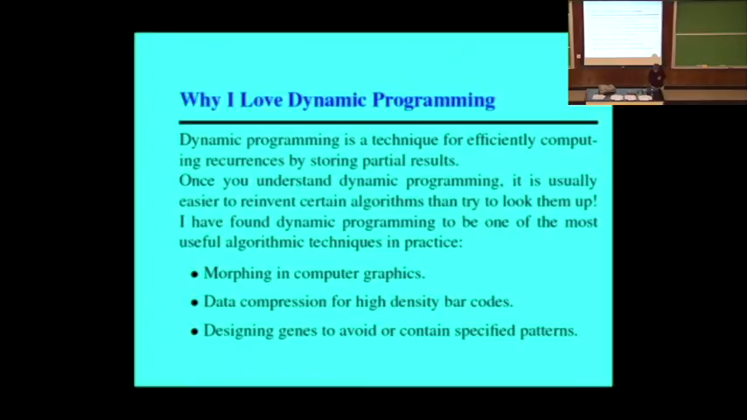So, again, what is dynamic programming? If I need a definition, I would say dynamic programming is a technique for efficiently computing recurrence relations by storing partial results. Any questions? So if we think about what we've got ahead of us, we've got to design recurrence relations to do what we want, and we've got to evaluate them quickly by storing partial results. Any questions?